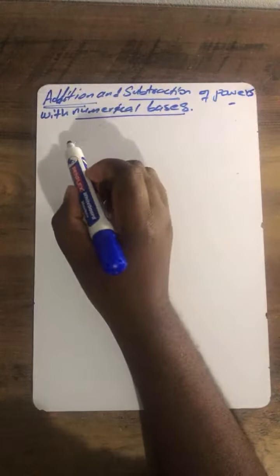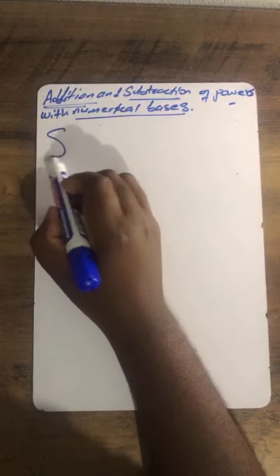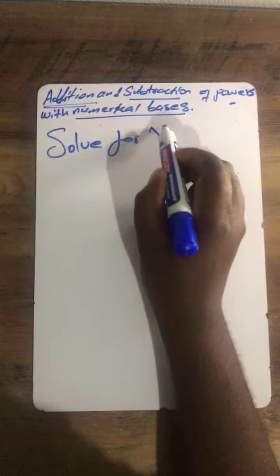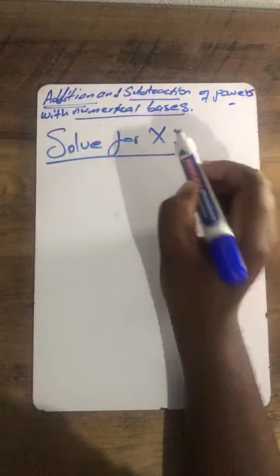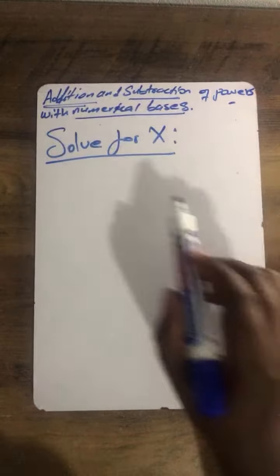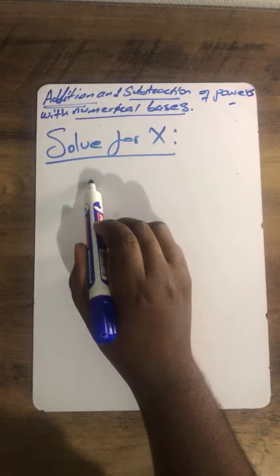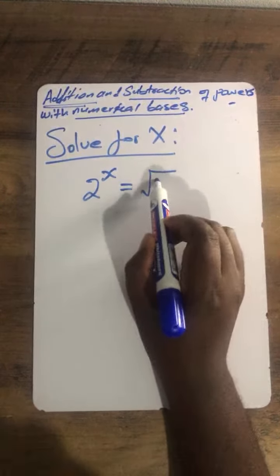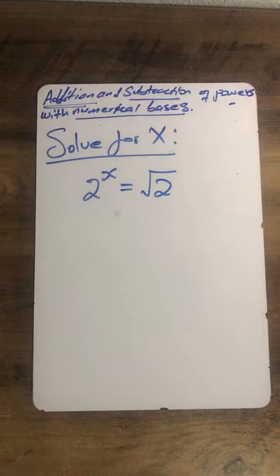Okay, so now let us see. Here now we are solving for x. Solve for x. So this is what we are going to be doing. Maybe let's start with this one and say 2 to the exponent x is equal to square root of 2.